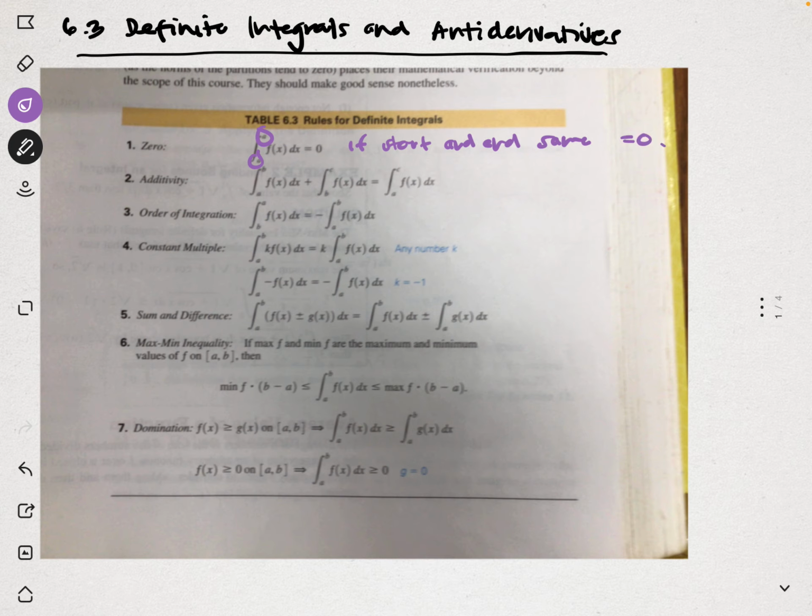Okay, the additive property just says if you're going from A to B, and then we're adding from B to C, then that's the same thing as just going from A to C.